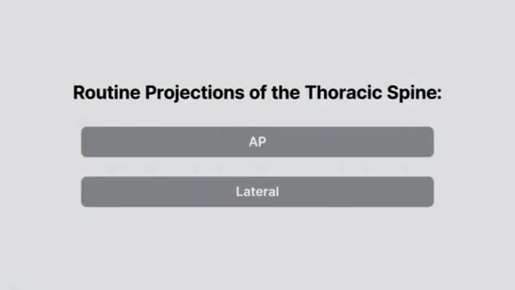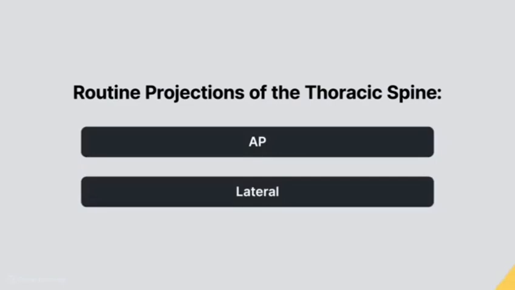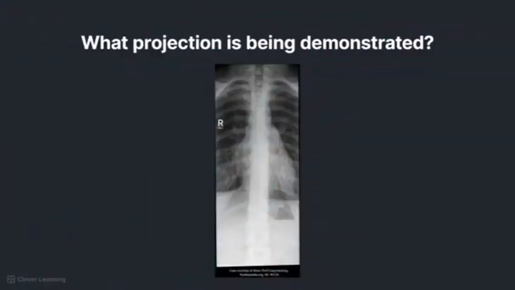As a reminder, the routine radiographic projections of the thoracic spine are AP and lateral. Take a look at this radiograph. What projection is being demonstrated? How do you know? Let's find out the answers to these questions.